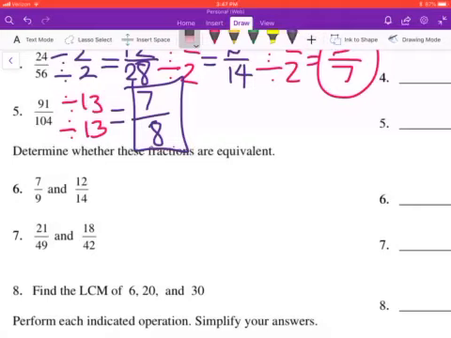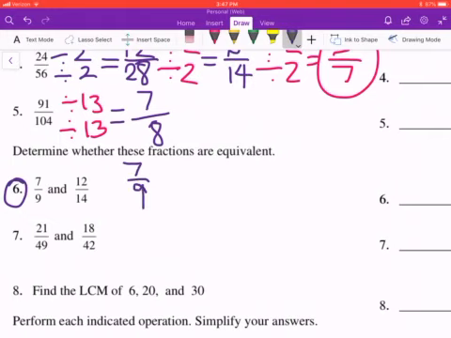This video will cover the review for exam 2, and we're going to start from problem number 6. That's where we left off on our first video. So the question here is to determine if those fractions are equivalent. So we're going to start here with problem 6. And so 7/9, I can tell you right away that they are not, but let's see why not.